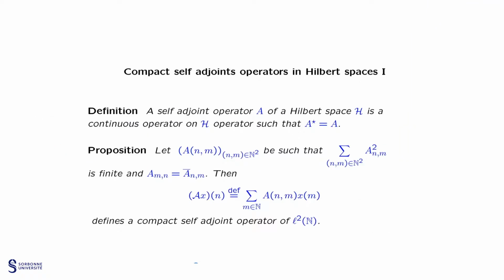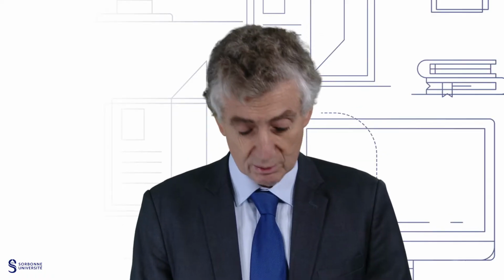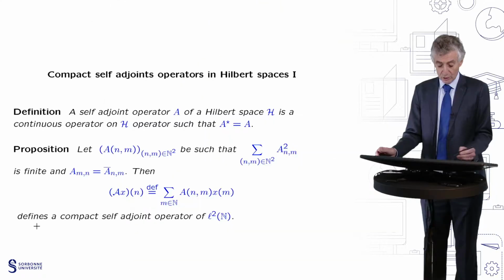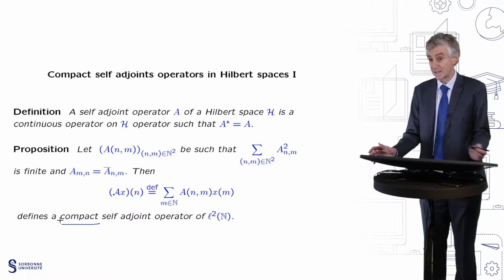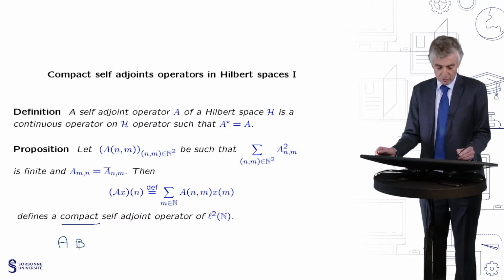Okay. And let us see an example. We already met this operator. We have an infinite matrix such that the square is a convergent series, as the series indexed on N². And we have this symmetry hypothesis, that this infinite matrix is in some sense Hermitian, or symmetric in the real case, and we define this. We already saw that this is compact, and it is an easy exercise to see it's self-adjoint, really like matrices. And compact means, I recall, that you take the range of the unit ball, you take the closure, and this is compact.